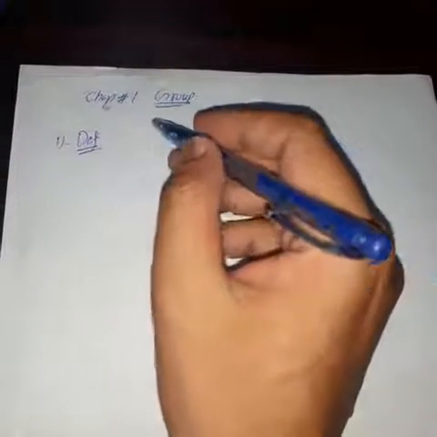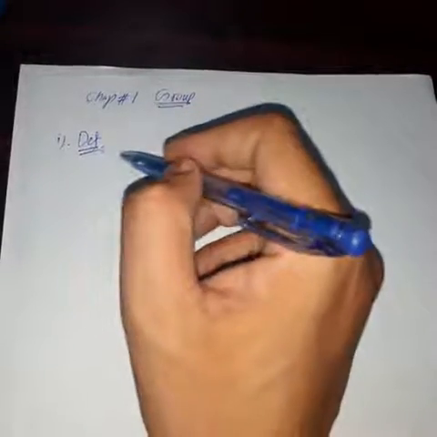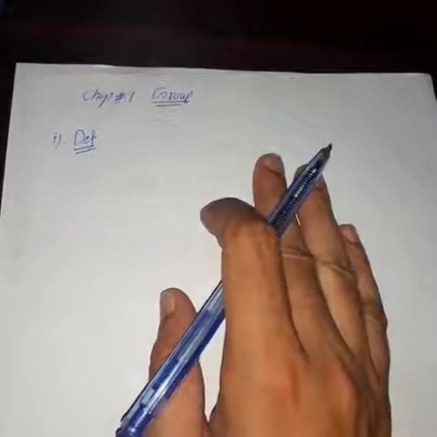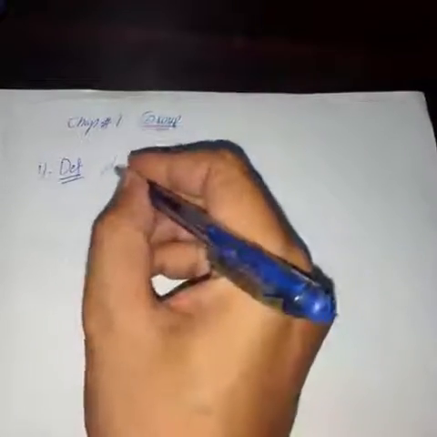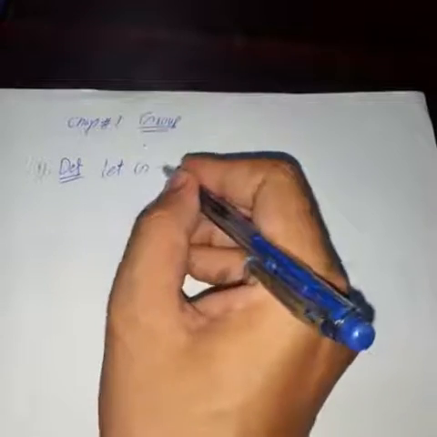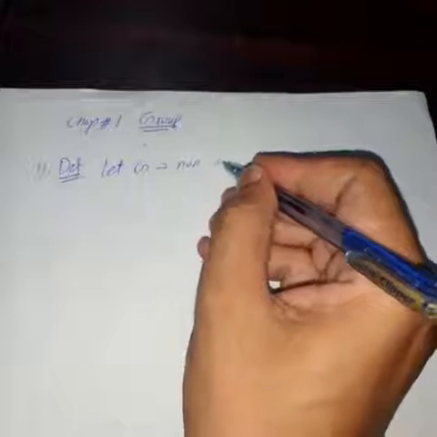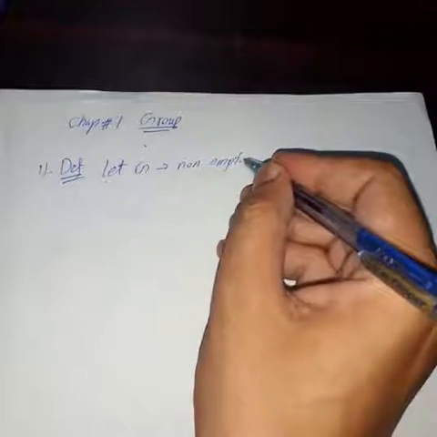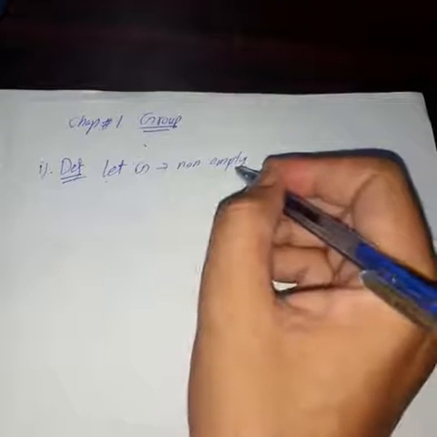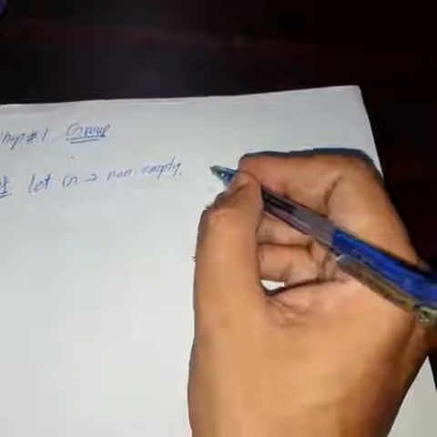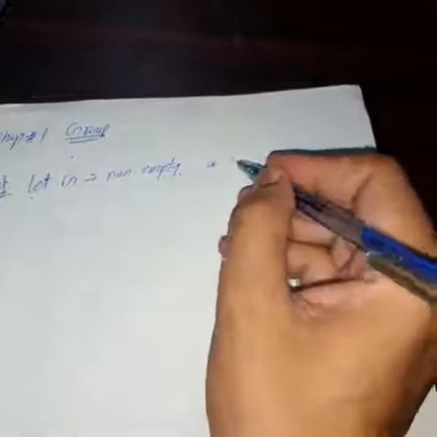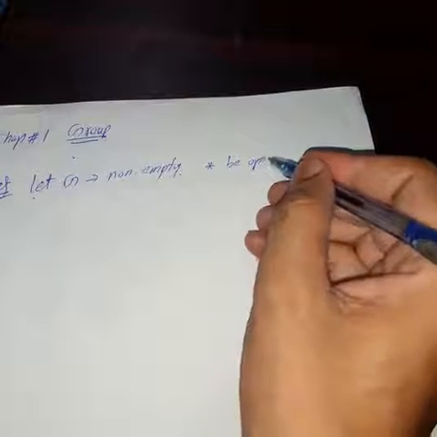In this lecture, we discuss group, the definition of group, and some examples of groups. For the definition of group, let G be a non-empty set. The set G should be non-empty, and let * be an operation on G.